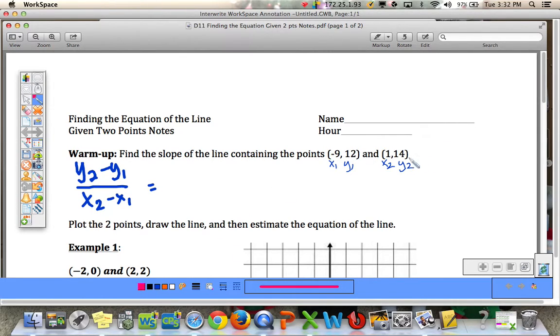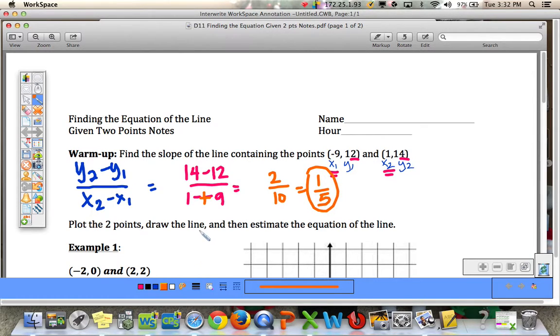Let's look at our y's first. We've got 14 minus 12. And if we look at our x2's, we have 1 minus a negative 9. 14 minus 12 is 2. 1 minus a negative 9 is the same as 1 plus 9, which is 10. And if you can reduce this, we get 1 over 5. So our slope is positive, and it's 1 over 5.